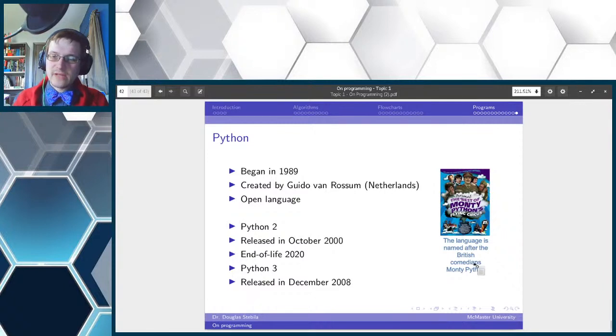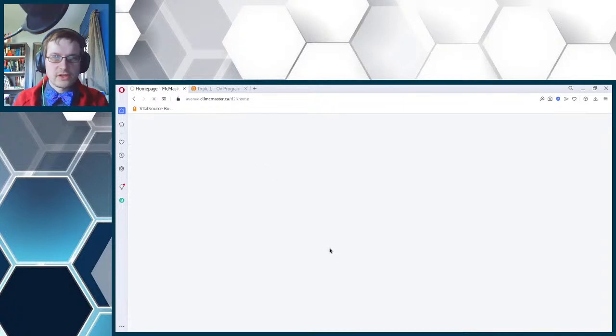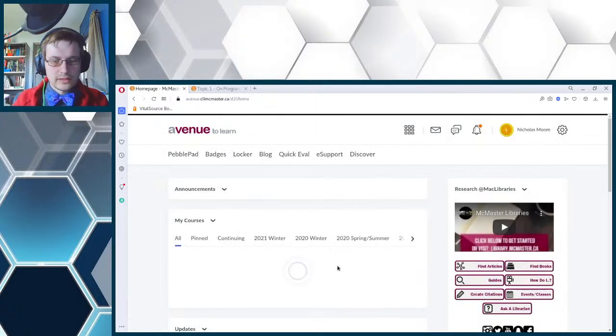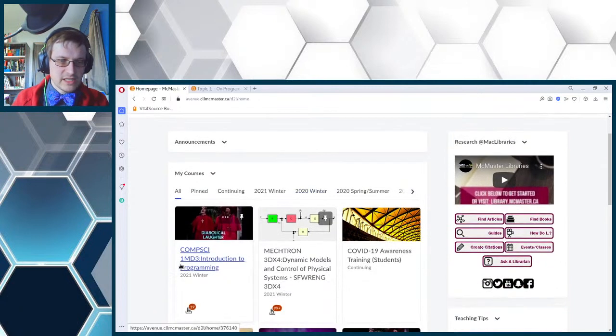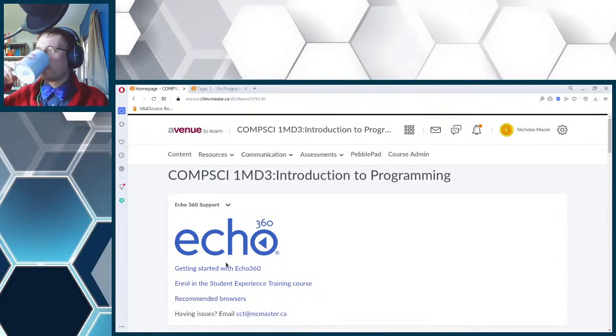The language is named after the British comedian group Monty Python. The graphic on the button is a scene from a very famous sketch from that show called The Spanish Inquisition. Nobody expects the Spanish Inquisition. It's really funny. I recommend everybody watch it. That's your homework.